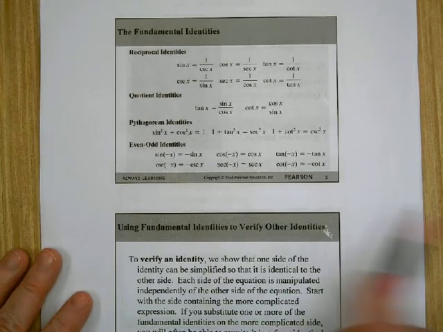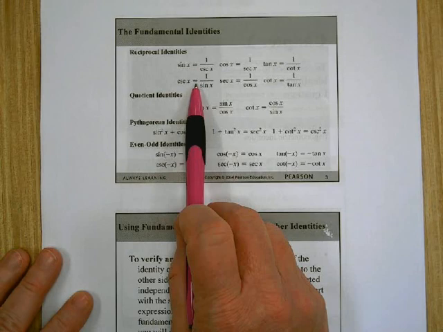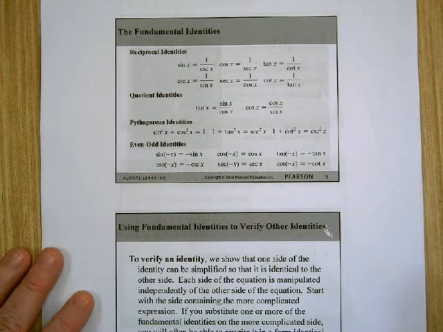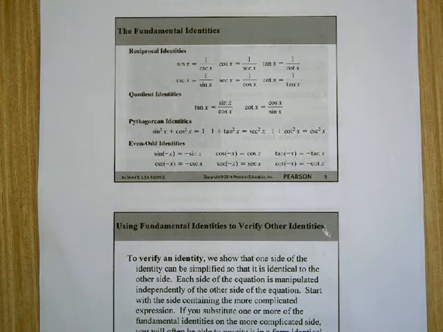The fundamental identities are here. You may want to stop, take a picture of this, write it down. Reciprocal identities, quotient identities, Pythagorean identities, and even and odd identities.